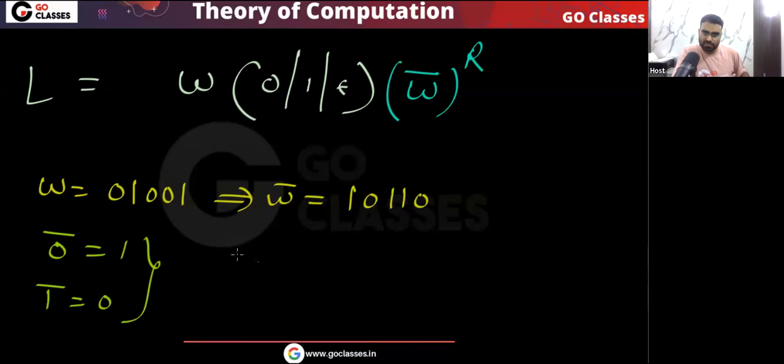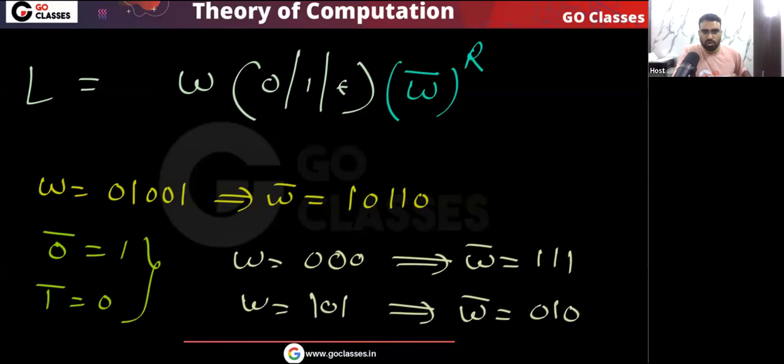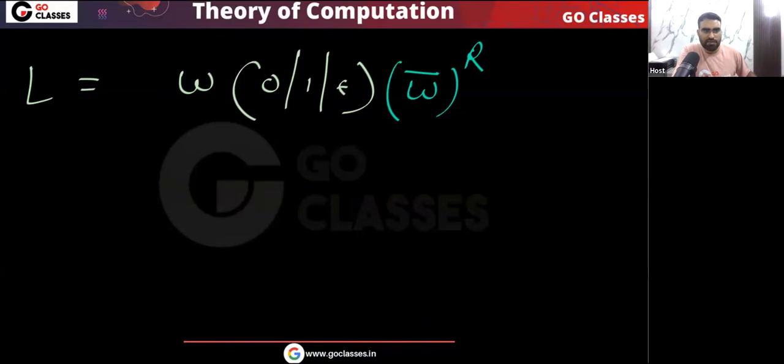So now you can easily see, if your W is 000, then W complement will be 111. If your W is 101, then W complement will be 010. I hope you understood. So it is like this. Your language will be W, then 0 or 1 or epsilon, then W complement reverse. Understood? Let me know. Okay.